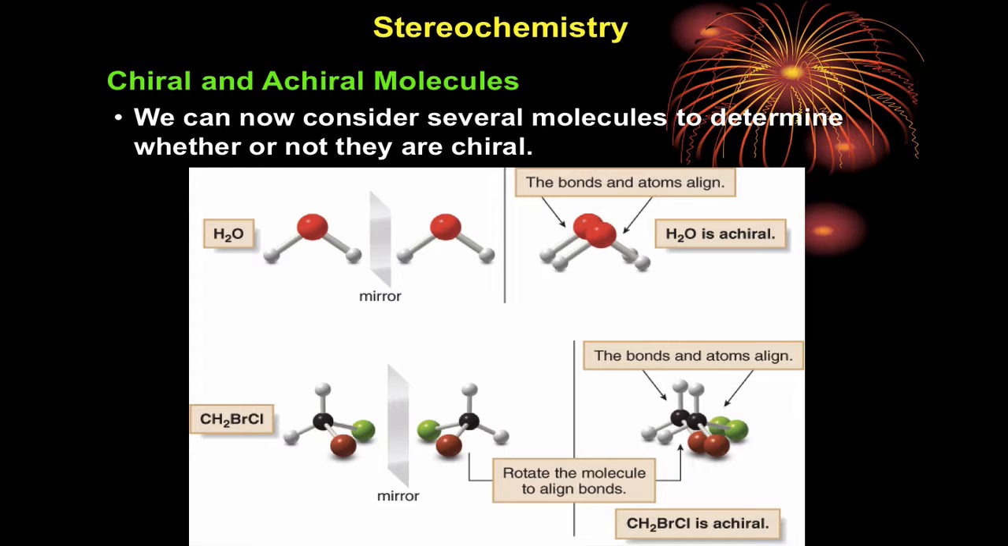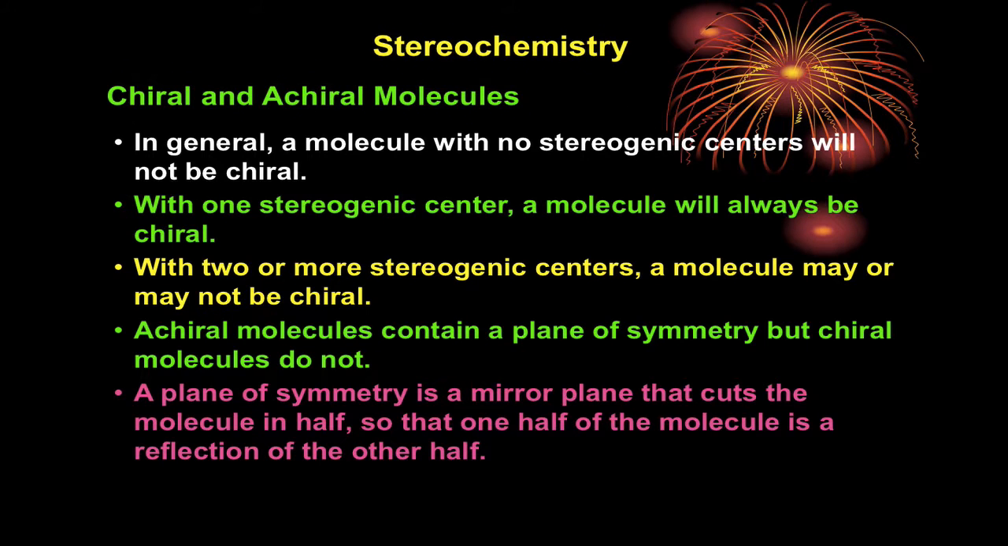Bromochloromethane, it too is achiral. Everything lines up, and it too has a mirror plane that runs right through it. It happens to be in the plane of the screen, right? So if this bromine atom is out of the screen and the chlorine is behind the screen, these 3 are lying in the plane of the screen. You can see that mirror plane running right through it, okay? So things that have mirror planes of symmetry are not going to be chiral, okay?